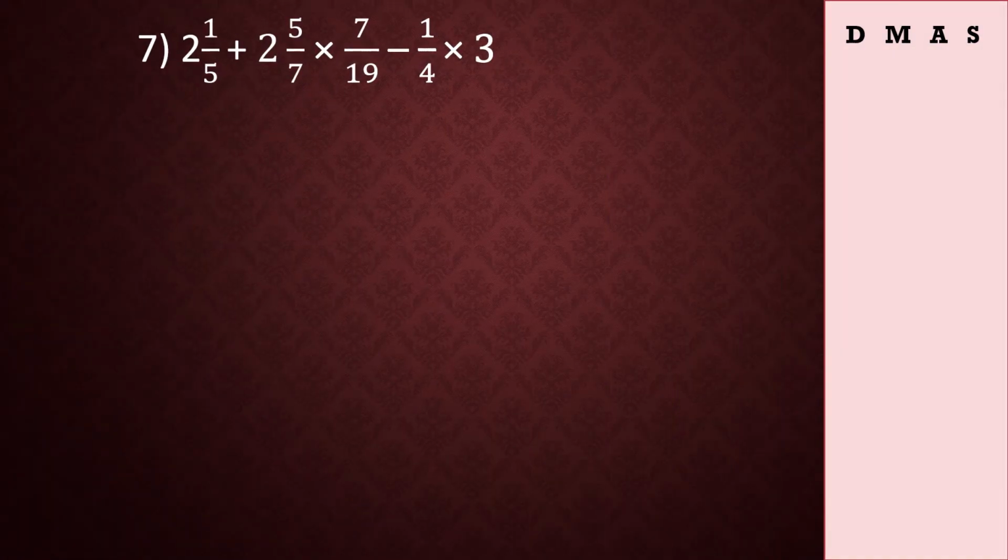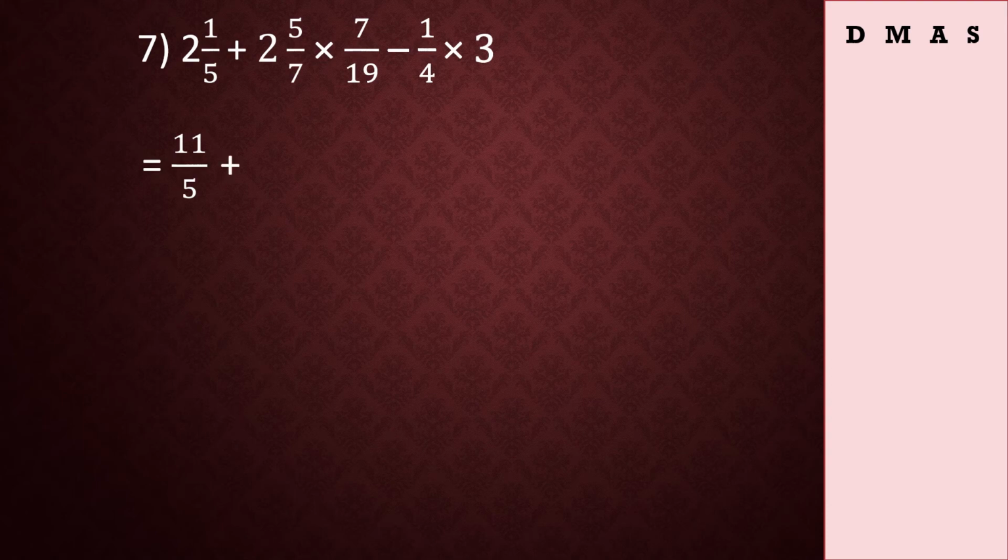Let us solve one more question. Question number 7. 2 1 upon 5 plus 2 5 upon 7 multiply 7 upon 19 minus 1 upon 4 multiply by 3. First we convert mixed number into improper fraction. How? Let's see. 5 2s are 10 and 10 plus 1 is 11. So we get 11 upon 5.